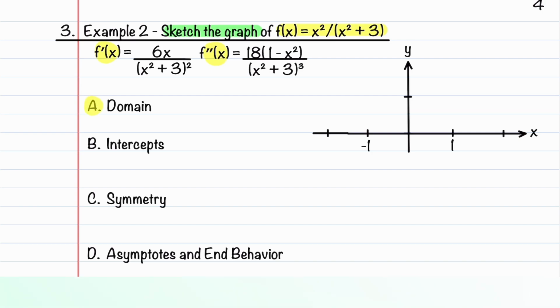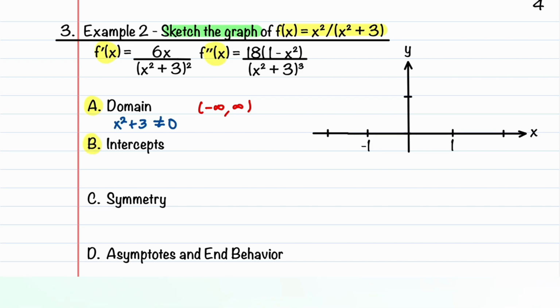Let's first look at the domain. We have to check if the denominator is equal to 0, because we have a rational function. X squared plus 3 cannot ever be equal to 0 because of the x squared term. So for the domain, it's going to be all values of x. So let's write down minus infinity to infinity.